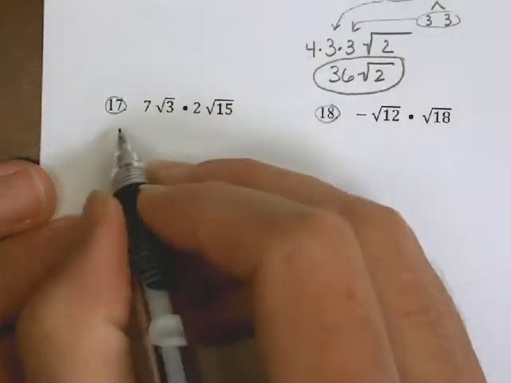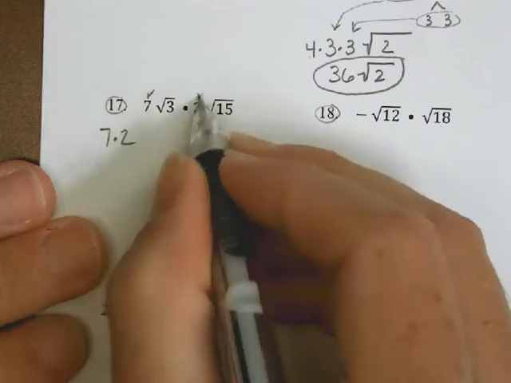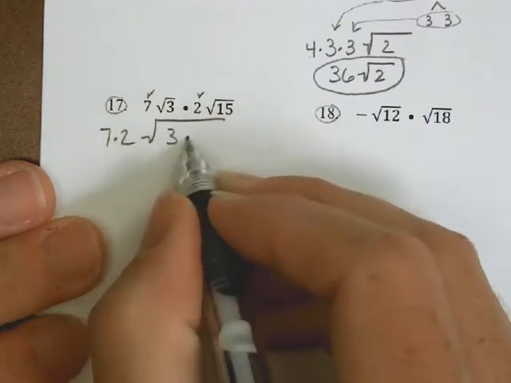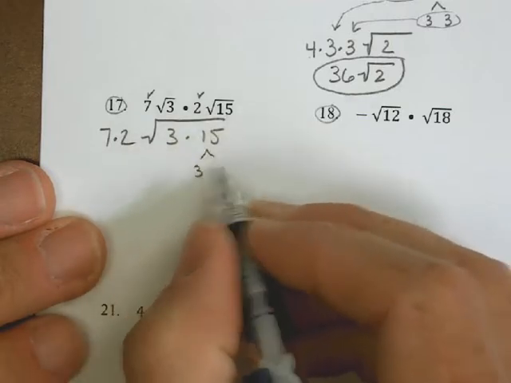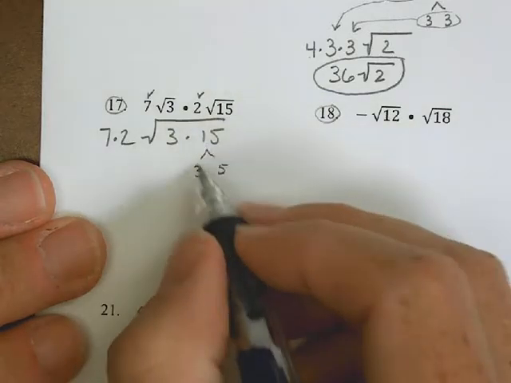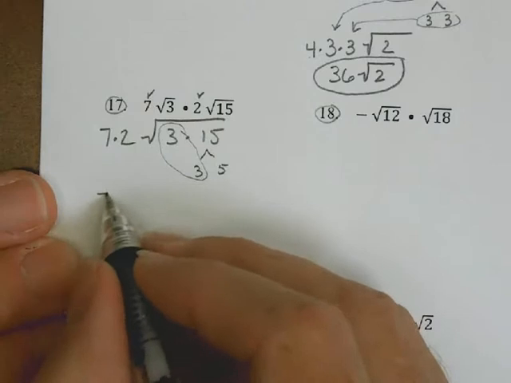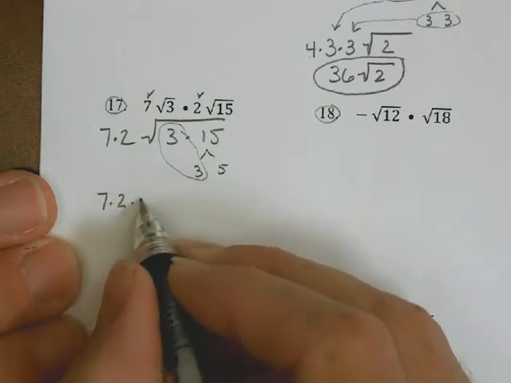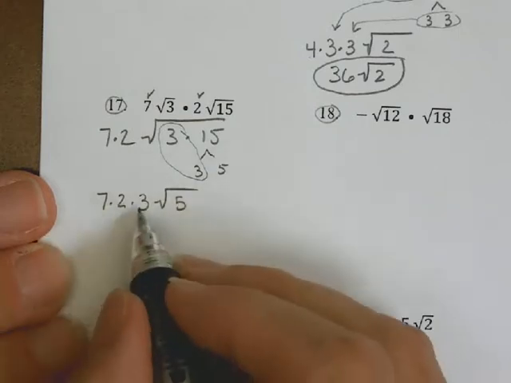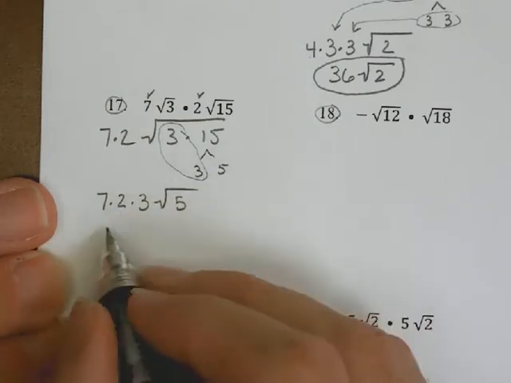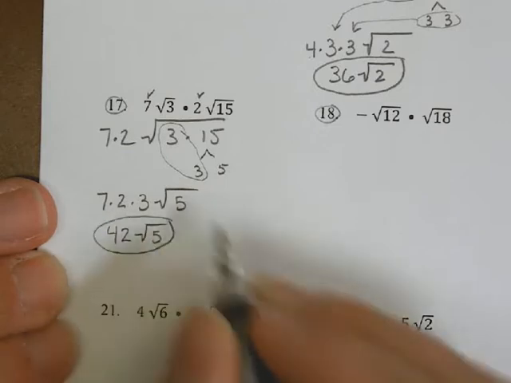Number 17. Same idea. On the outside I have a 7, and I have a 2. There's that one. And inside the radical I have a 3, and I have a 15. I could break the 15 down to a 3 and a 5. At that point I can see that I have a little partner pair there. So I can put them outside the radical. 7 times 2 times 3. And on the inside I have a 5 still. So 7 times 2 times 3 is 42. And I still have the root 5.